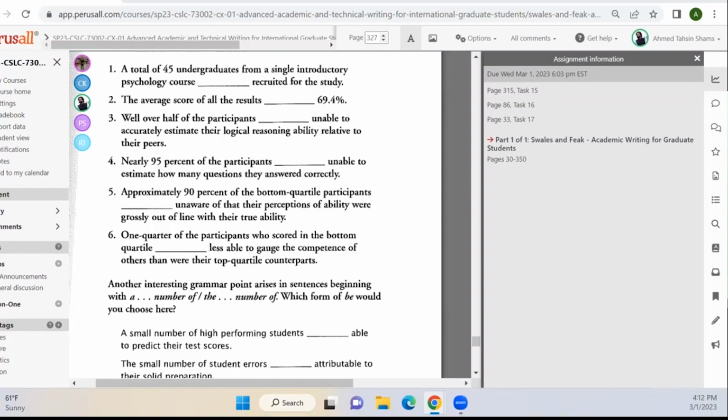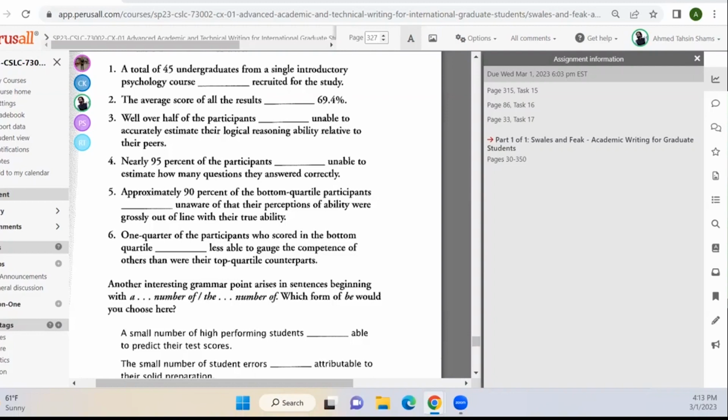Well, over half of the participants, nearly 95% of the participants, approximately 90%. So when we have this kind of head noun, one quarter, it doesn't matter whether we have a plural noun after of or after the preposition, whatever we have. We have to actually remember it. Today I hope we all will remember it, except that one, the average score of all results. That's the exceptional one. Why is that? That's how it is written and expressed.